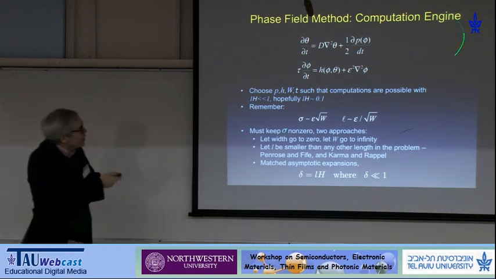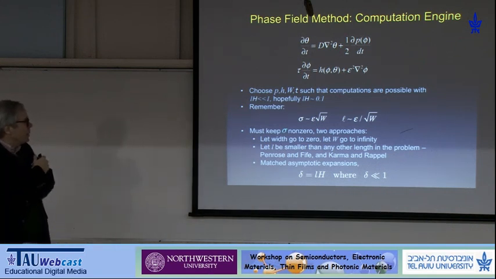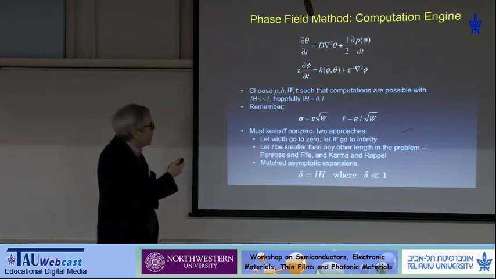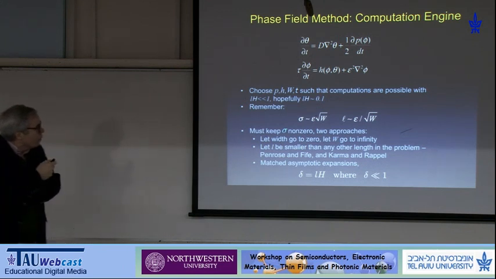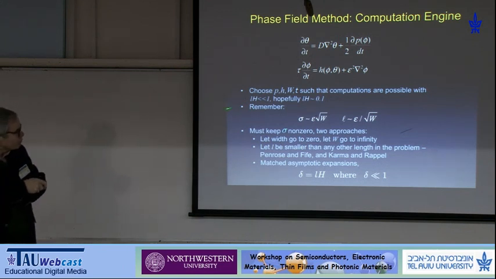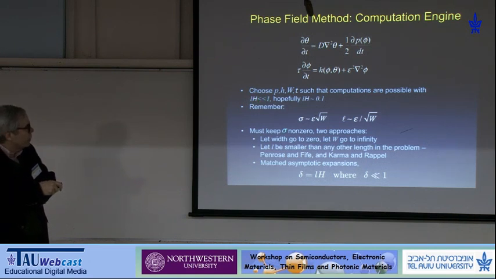Okay, so here are the equations I gave you before, and we're in this conundrum of how you pick these parameters to reproduce the real problem. And we know that it's hopeless to pick a real interface thickness. And so what you might want to try to do is to pick the parameters such that the thickness of the interface times the curvature is much, much less than 1. What do I mean by that?